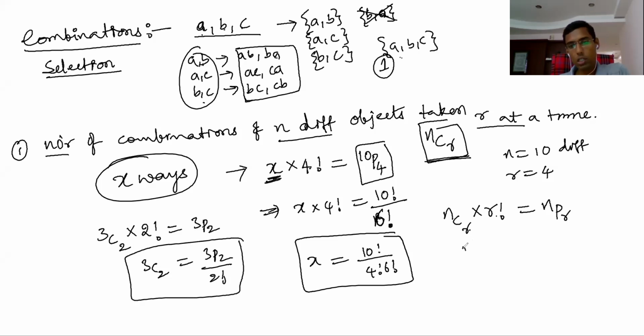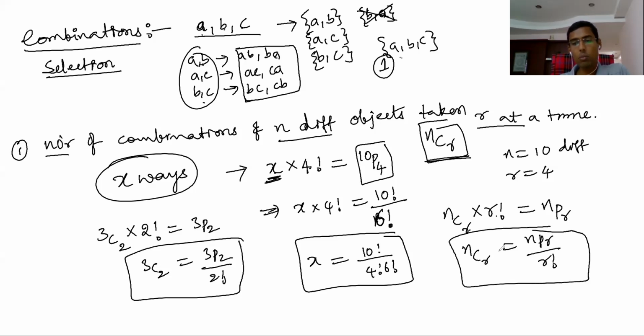So here also NCR is nothing but what? NPR by R factorial. Okay, will NCR be greater or will NPR be greater? NPR will be greater. If you select and arrange, the number becomes greater. That is why NPR is NCR into R factorial times extra. Hope you got this one.